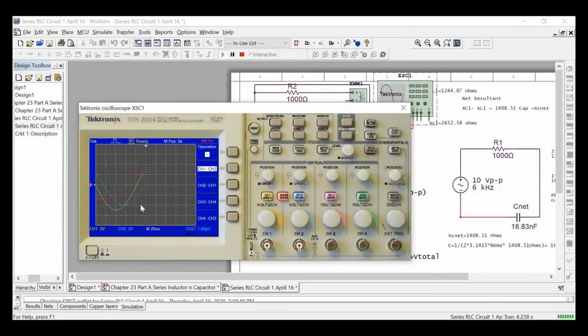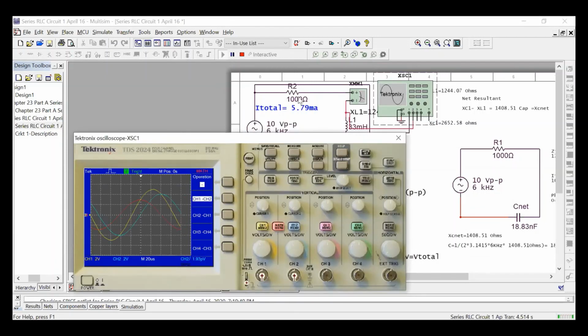Each one of these channels is set for 2 volts per division. Yeah, it's set for 2 volts per division. So if we look at this, we have 2.5 plus 2.5 is 5. 5.79 volts. So that's how I get the voltage across that resistor.